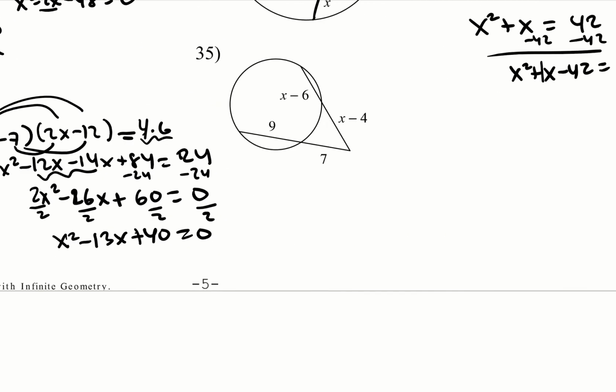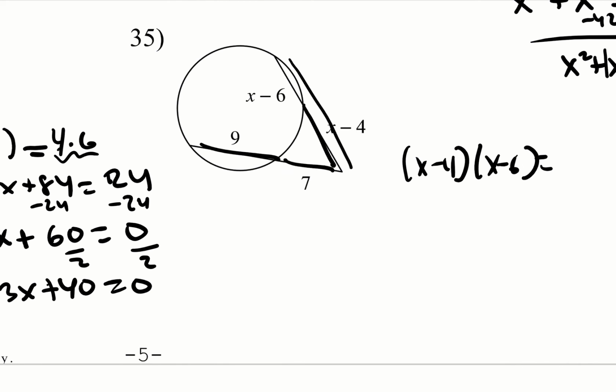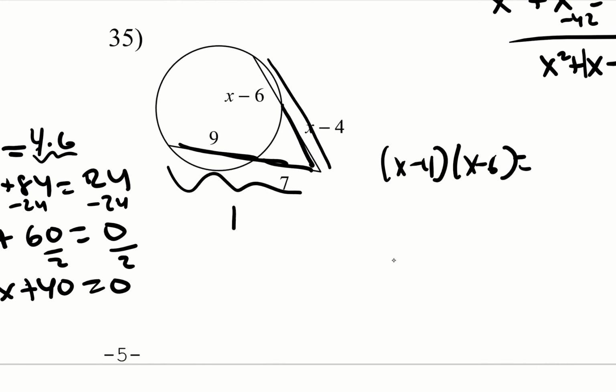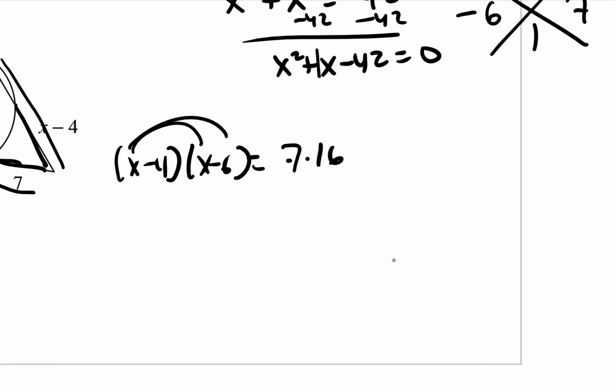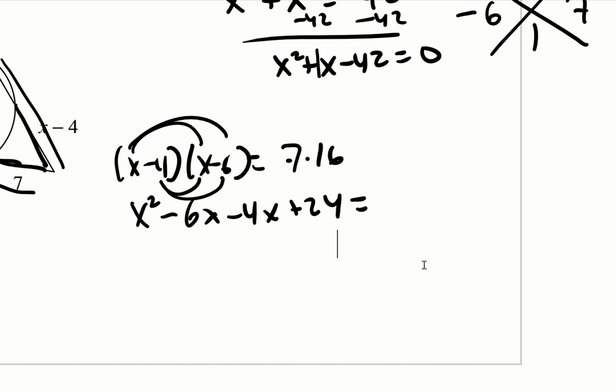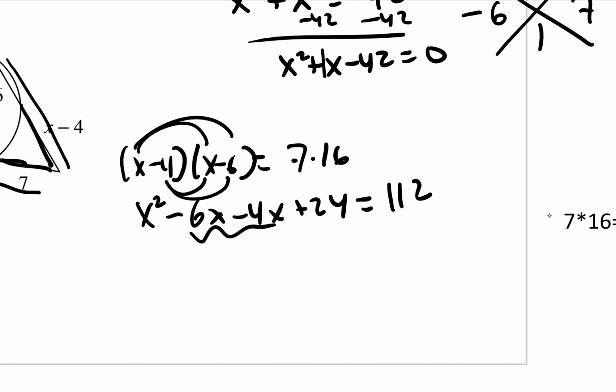All right, so number 35. Whole, outside times whole equals outside times whole. The whole thing is 16, so you got to do 7 times 16. So this FOIL, x squared minus 6x minus 4x plus 24 equals 7 times 16. Let's do that real quick. 7 times 16 is 112. So then let's combine these like terms.